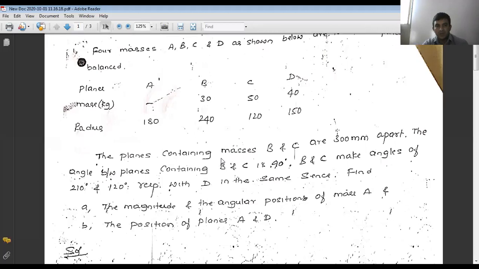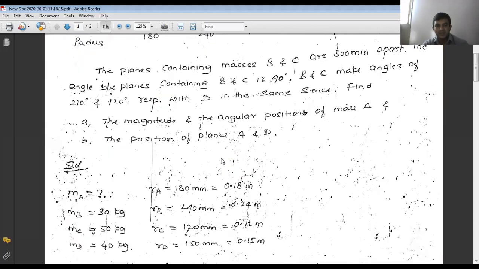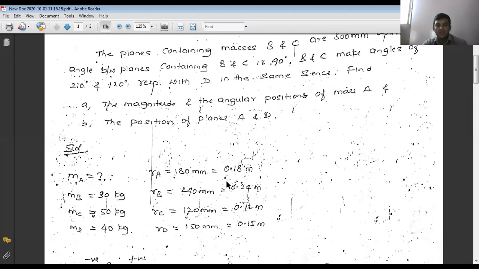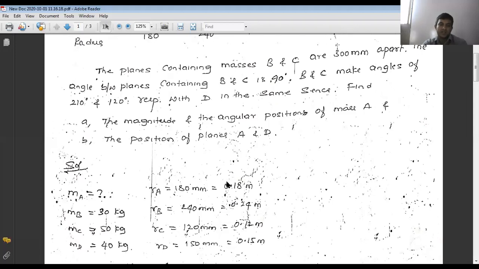Once you draw the plane position, first write the given data: MA, MB, MC, MD, RA, RB, RC, RD. At the same time, write theta A is unknown, theta B, theta C, theta D. Now, which one is considered as horizontal? On the x-axis, which mass will be horizontal? That is important. Read the problem here.